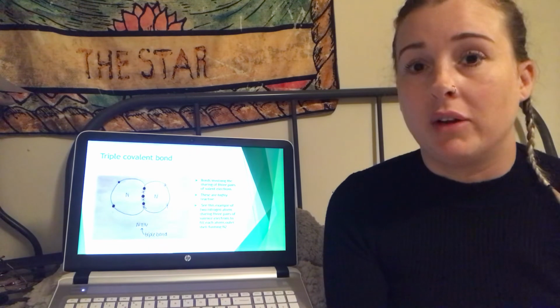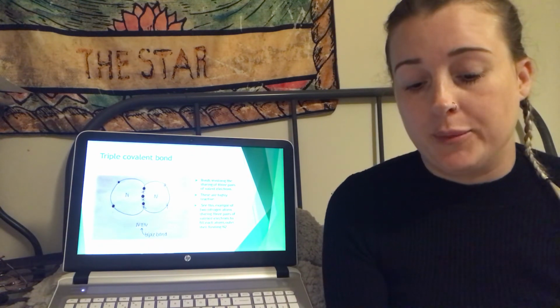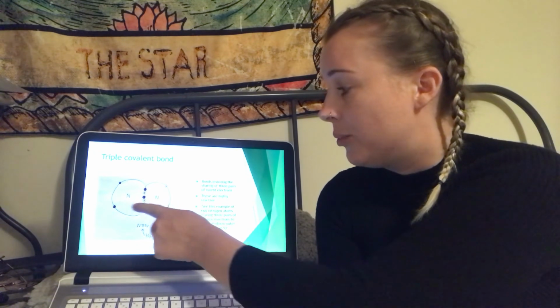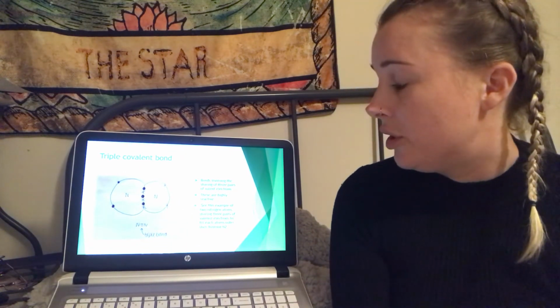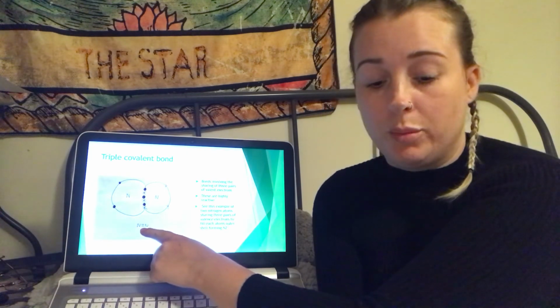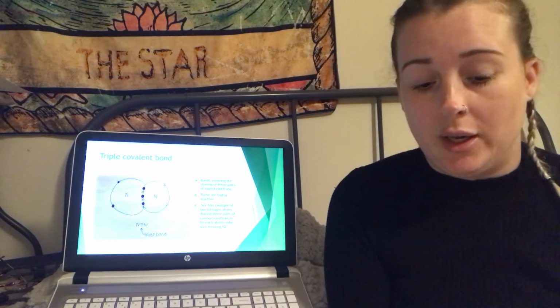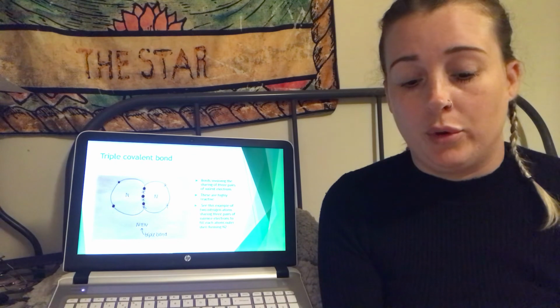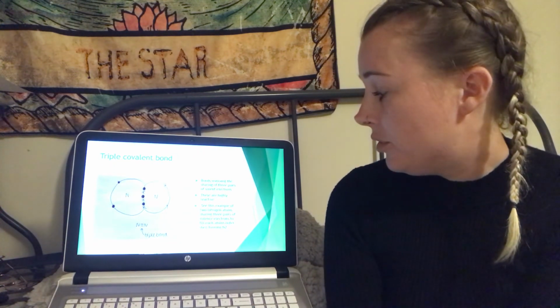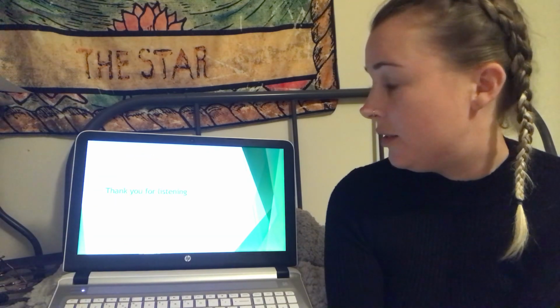So a triple covalent bond here. These bonds involve the sharing of 3 pairs of electrons. This is an example of N2, 2 nitrogen atoms, and the triple bond is represented here by the triple line. These are highly reactive, one of the most unstable covalent bonds. And thank you very much for listening.